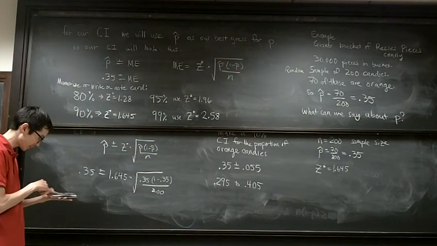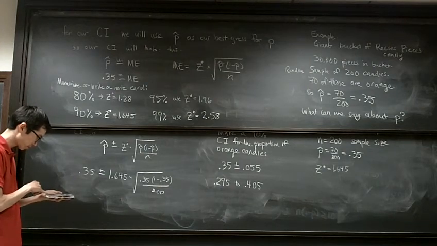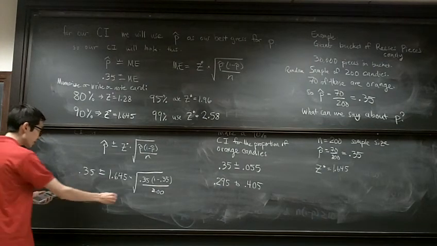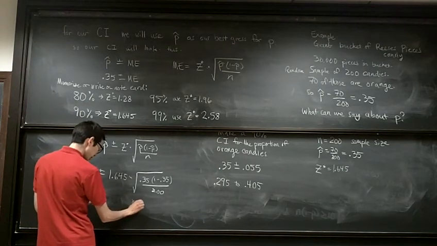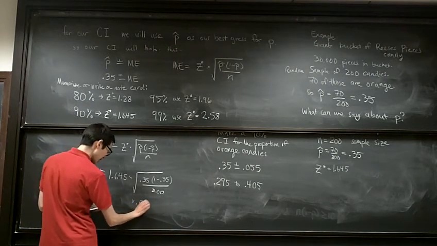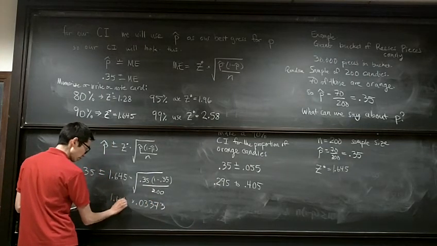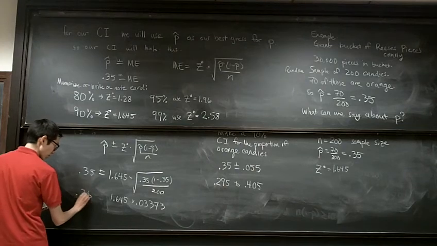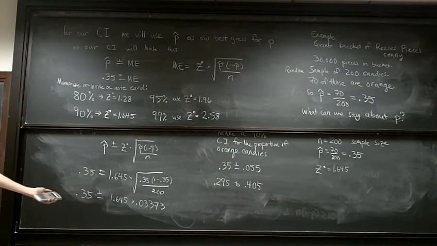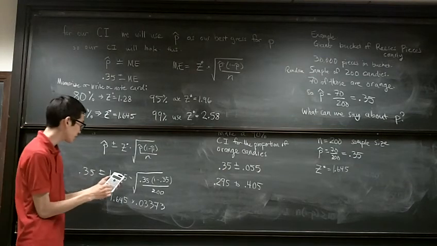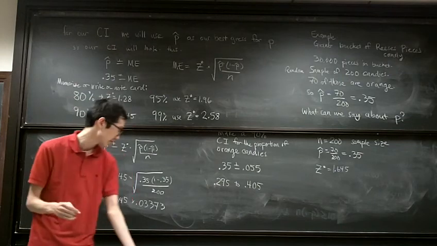You didn't get that? Okay. Okay, did you get this to be 0.03373? Do we have that? No? Okay. So you have to figure out how to properly use your calculator. Okay? And then when you multiply that by 1.645, it becomes 0.05548.